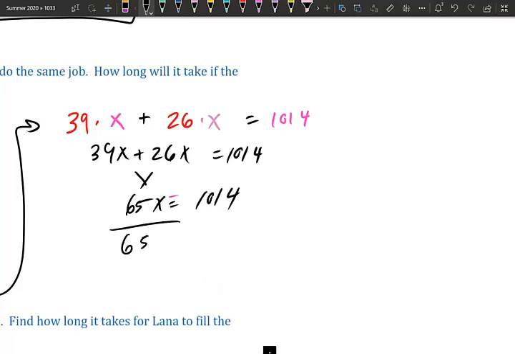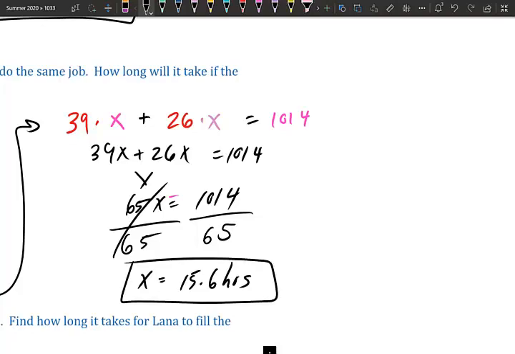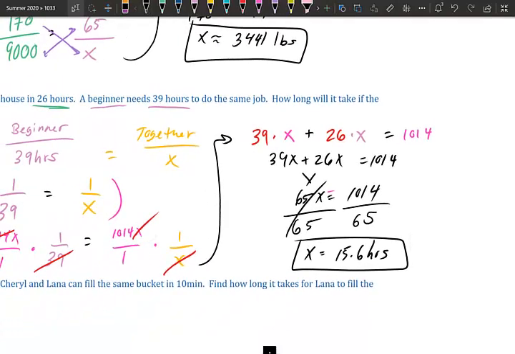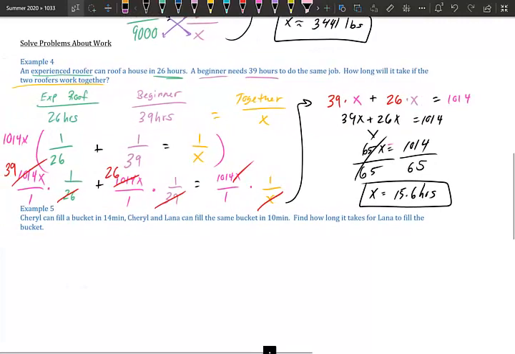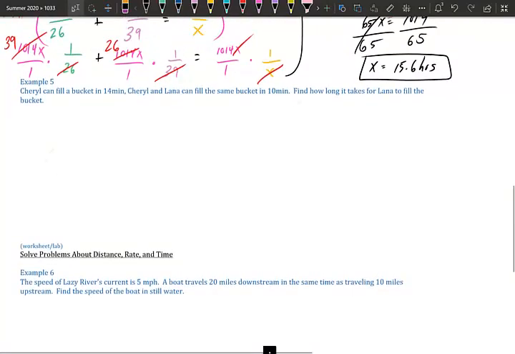Divide by 65. And when we do, we get x equals 15.6 hours. That means if they work together, it will take them about 15.6 hours. And that should make sense, because if someone takes 26 hours and someone takes 39 hours, it should go down significantly, right? Because you have double the effort. So 15.6 hours.